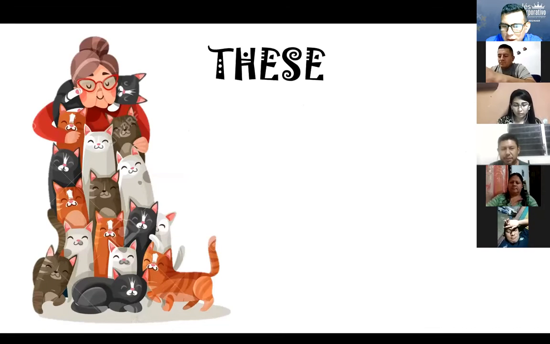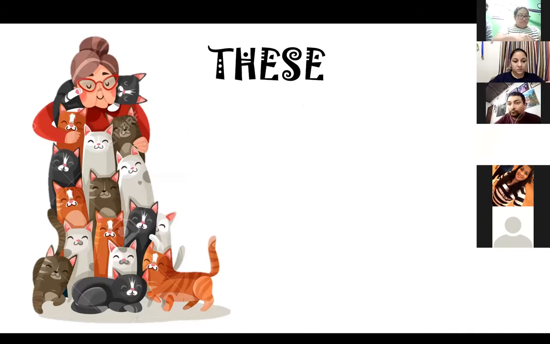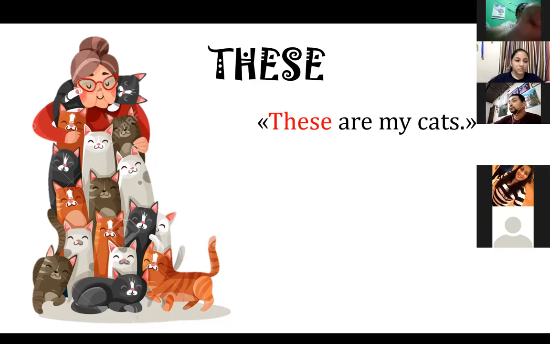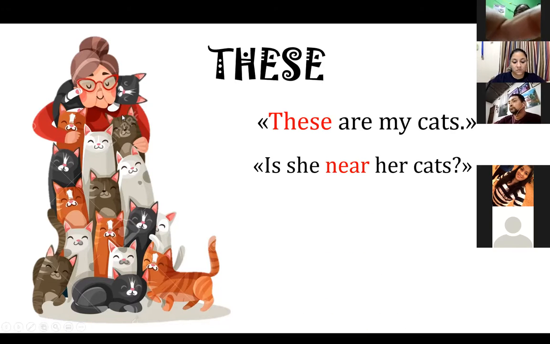All right. How about Miss Jenny? When do we use these? Is used for plural. The object is near. Near, perfect, miss. Excellent, good job. These are my cats. Is she near her cats? Yes, she is.